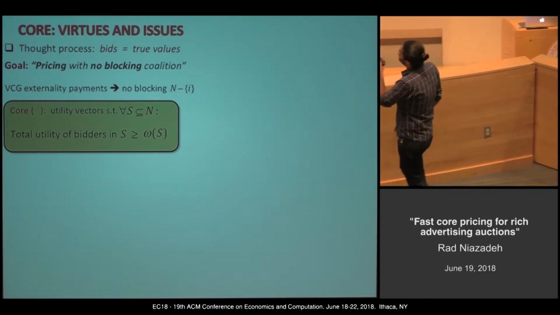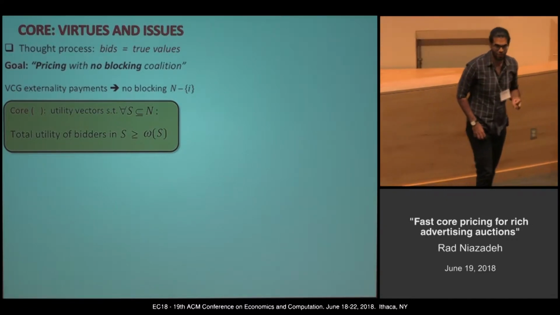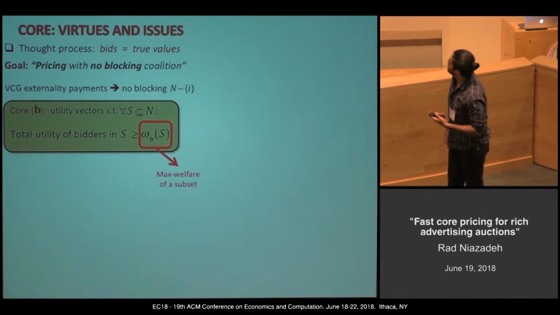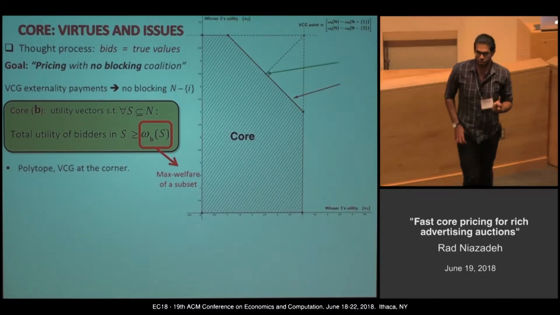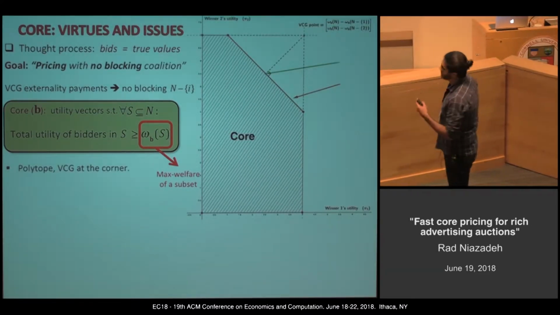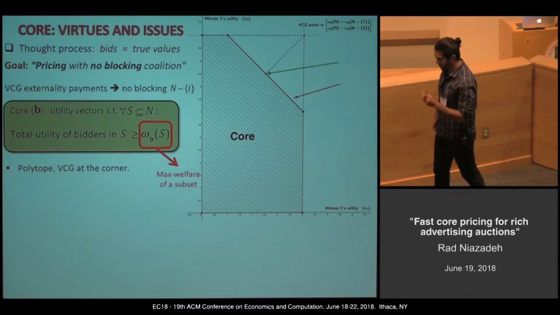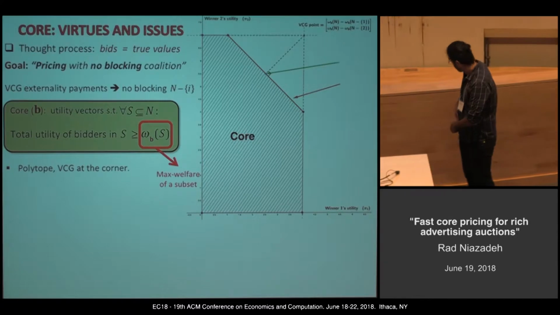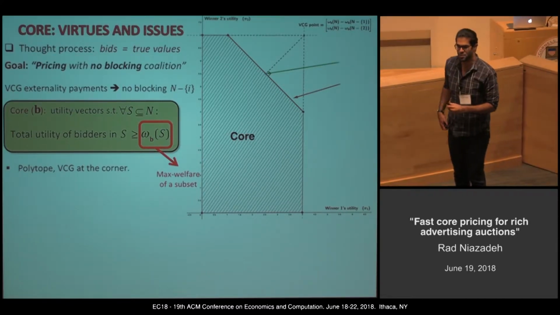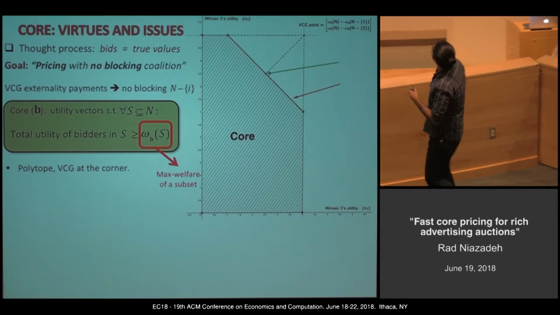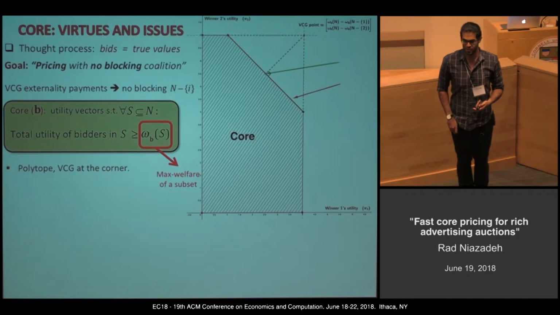And I just defined it for the values, but you can actually define this concept for reported values. And then these linear inequalities will give you a polytope. It's called the core polytope. The coordinates are the utilities of the winning bidders. And this polytope has a lot of nice structure. In particular, it is inside a hypercube whose corner is the VCG point. And 0 is always in the core, which corresponds to the first price auction.